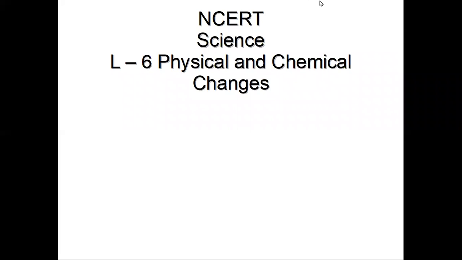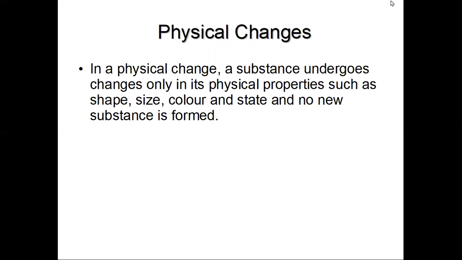Today we are going to do NCERT Science Lesson number 6, Physical and Chemical Changes. Physical changes. What are physical changes? In a physical change, a substance undergoes changes only in its physical properties such as shape, size, color, and state, and no new substance is formed. Example, a broken pencil.